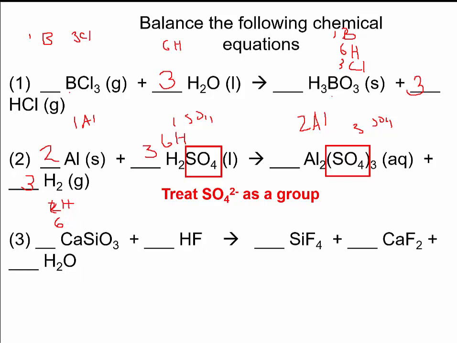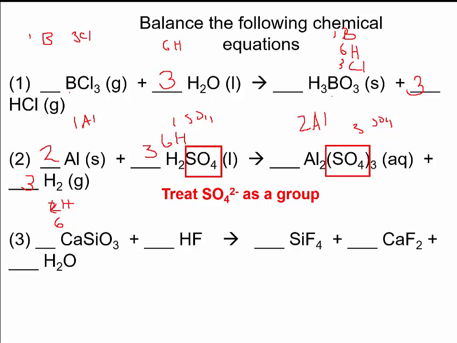Right? I'm going to double check: 2 aluminums, 2 aluminums. 6 hydrogens, 6 hydrogens. 3 SO4s, right? 3 times 1, 3 times 1, 3 SO4s. We're going to treat those guys as a group.